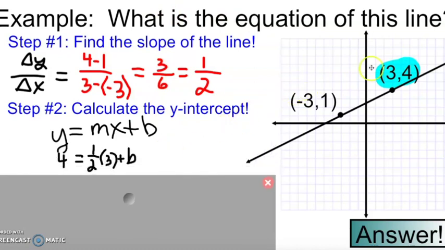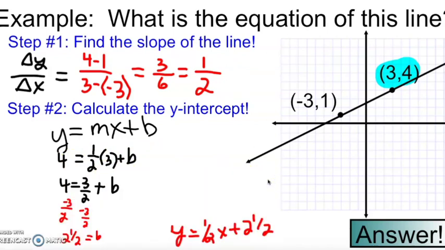So I fill in the equation. My y is 4, so y goes into here. My m, or my slope, is 1/2, and that goes into here. My x is 3, and that goes into here. So that leaves me with the equation 4 equals 1/2 times 3 plus b. So I take 3 times a half, and that's going to give me 3/2. So then I'm left with 4 equals 3/2 plus b.